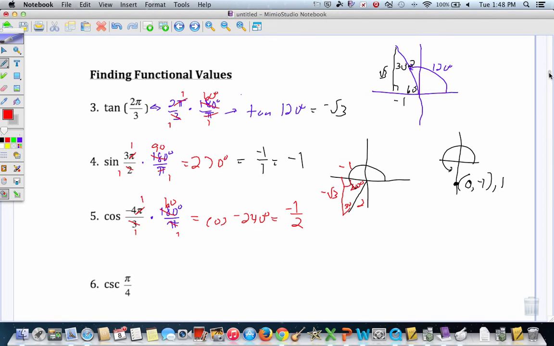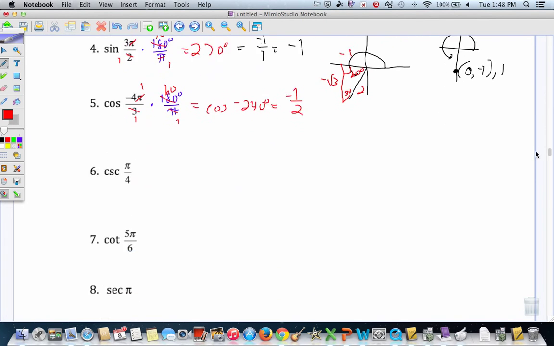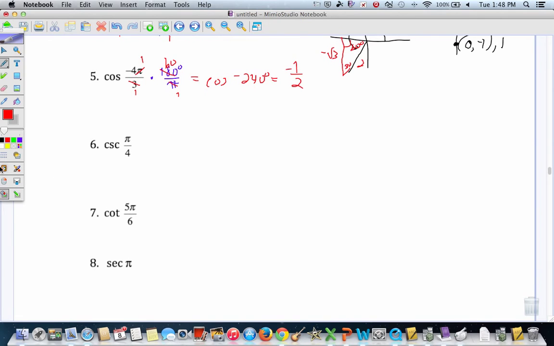A couple more here. 3 more. Cosecant of pi over 4. So if I multiply by 180 degrees over pi, again we can see the pi's will cancel, and the 4 and the 180 become 1 and 45. So we're finding the cosecant of 45 degrees.